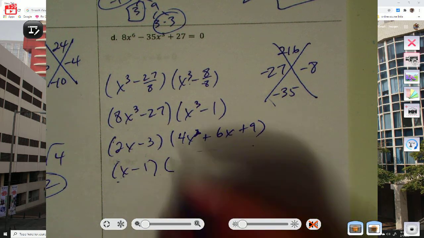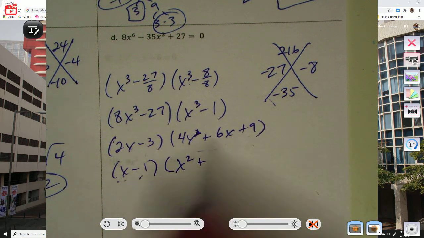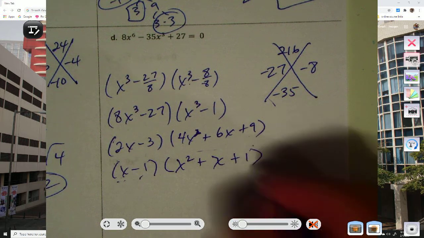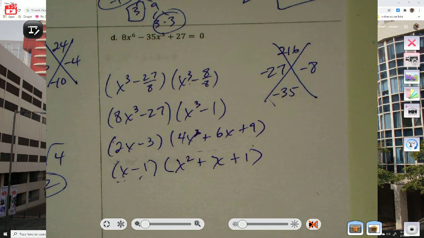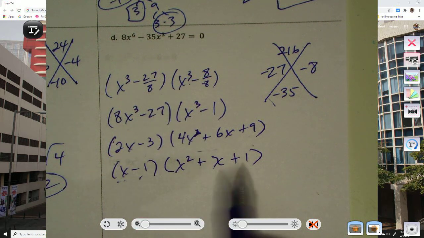Square the first term. X squared. Change the sign. Plus. Multiply. 1x is x. Plus. Square the second term. 1. So those are the 4 factors. Right? Remember, the trinomial that comes out of the sum or difference of 2 cubes cannot be factored. But I can use the quadratic formula.